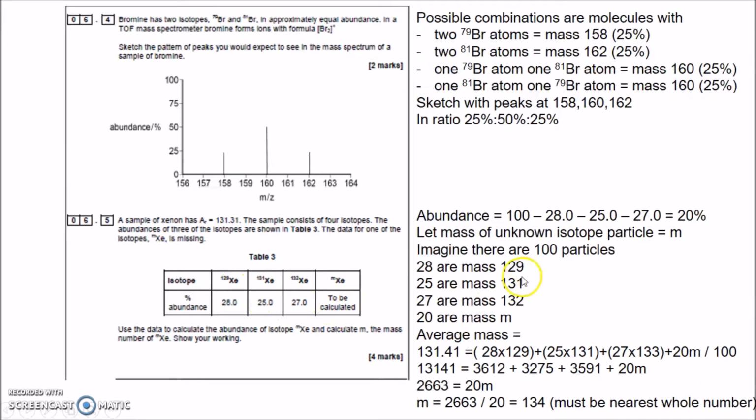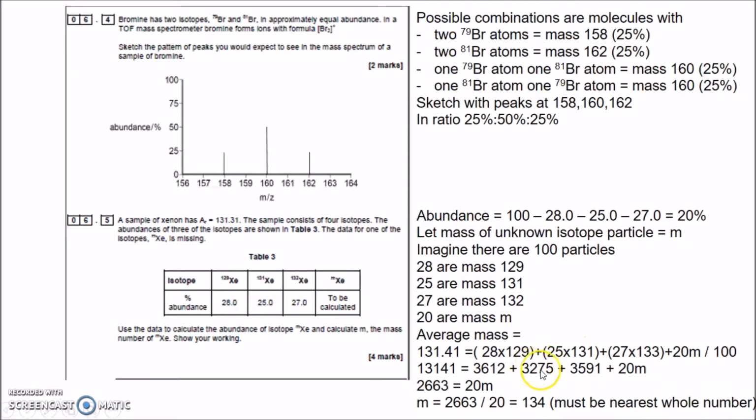Now all of these total masses added together is the total mass of all of the 100 particles. If I divide by 100, it'll give me an average value, except that it won't quite because I've got m. So I'll take the divide by 100 across to the other side and multiply the average, 131.41, by 100, so 13141 equals this value: 28 times 129, which is 3612.